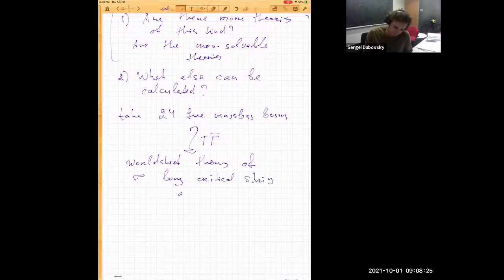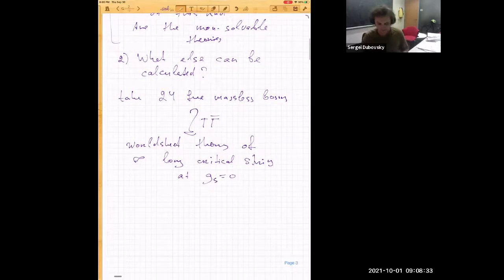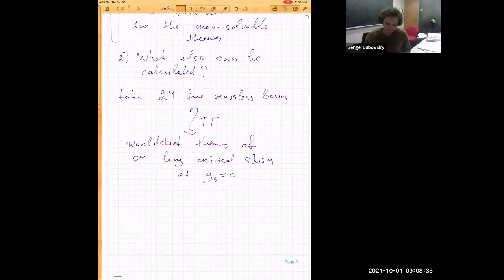String at g_s equal to 0. So we're not talking about space-time dynamics, we're talking about worldsheet dynamics, and that defines a unitary system at zero string coupling constant. And there is a very simple geometrical reason why this happens.